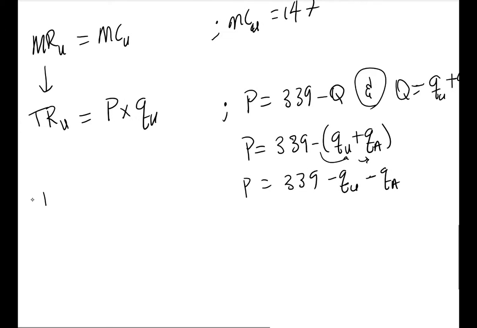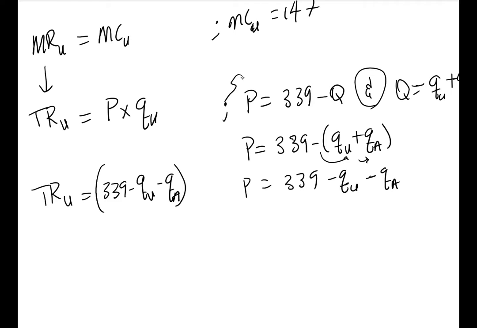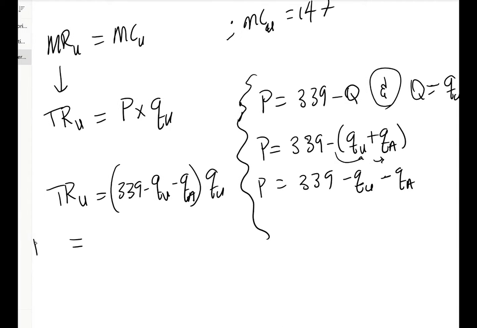We have that our total revenue for U will be equal to, this should be very similar to what you've seen. I mean, this should be reminding you of what you've seen in the Cournot calculation. But we're doing this for the follower first. Okay, so we have (339 minus QU minus QA) times QU.